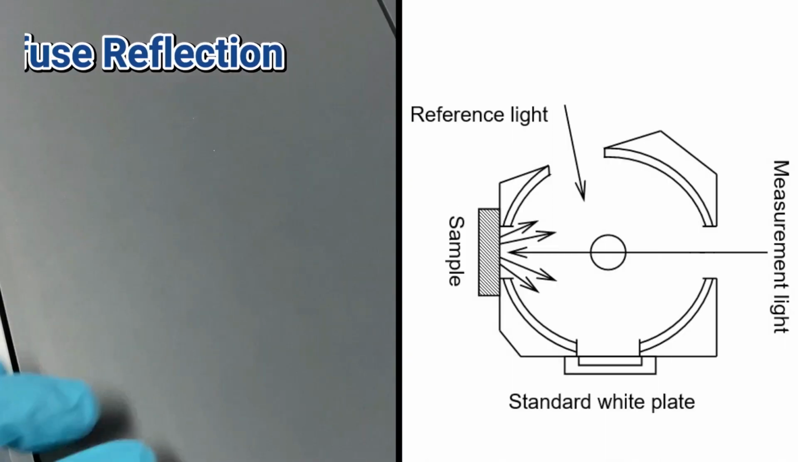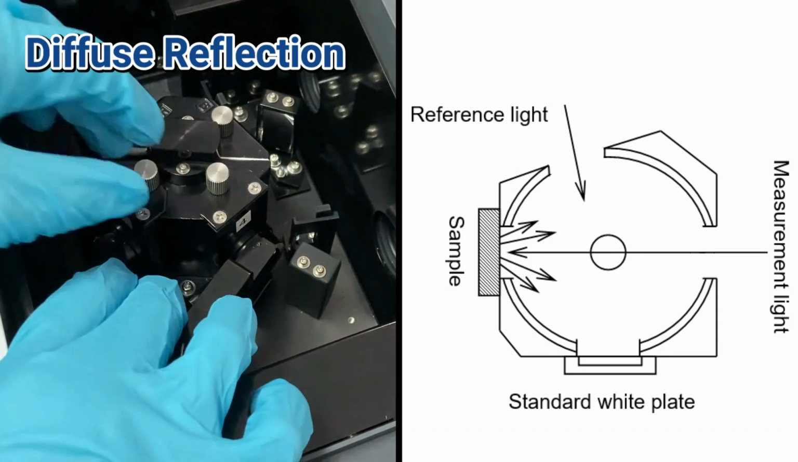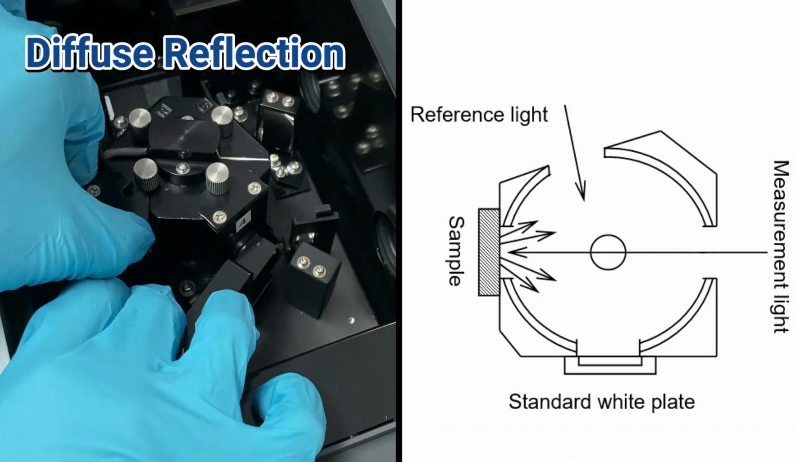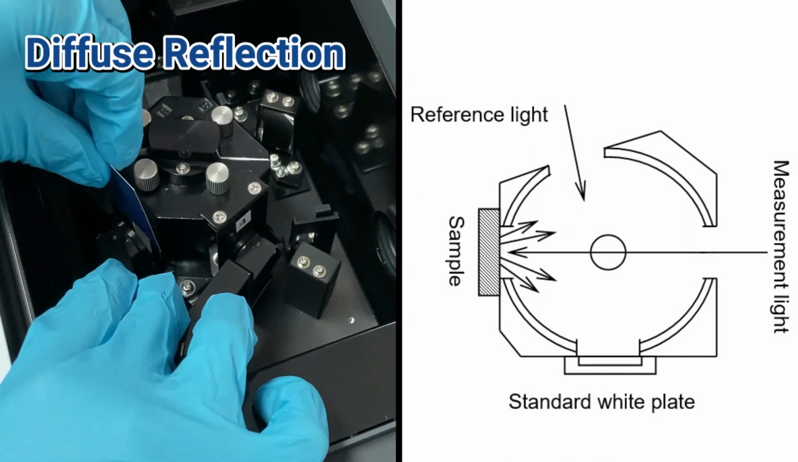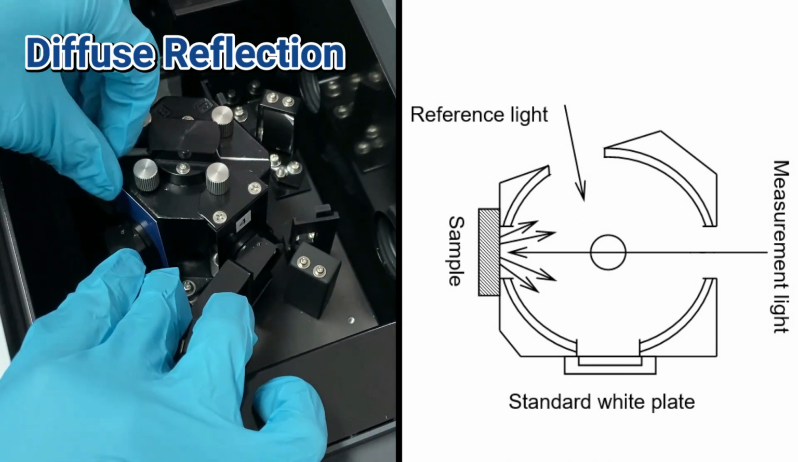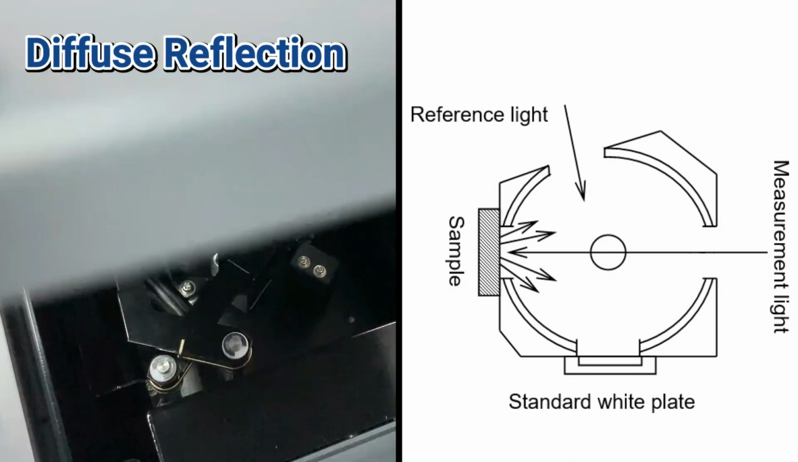The third measurement mode is for diffuse reflection. After baseline correction, replace the standard white plate at the sample reflectance window with your sample. Any specular reflected light will be removed from the sample light entrance window, leaving behind diffuse reflected light in the sphere.